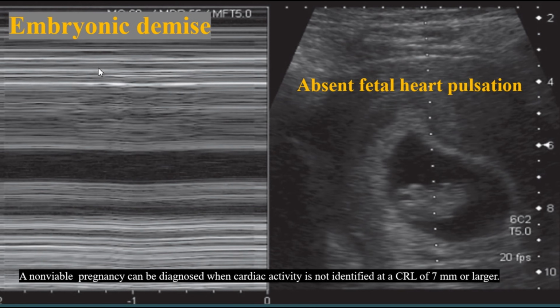Another condition in embryonic demise is the absent fetal heart pulsation. Here you can see the M mode, and this one is a sonogram. Here you can see the gestational sac, and within the gestational sac you can see the embryo, and the M mode is placed on the chest of the fetus, but here you can see no cardiac activity. A non-viable pregnancy can be diagnosed when the cardiac activity is not identified at a CRL of 7 mm or larger.